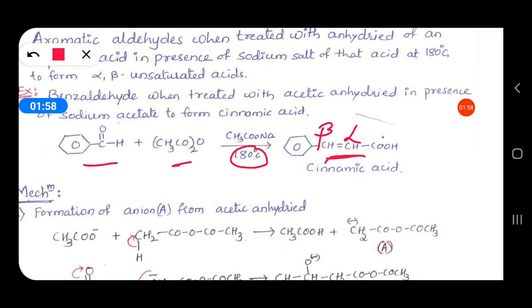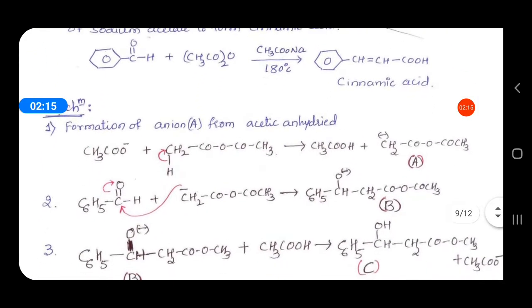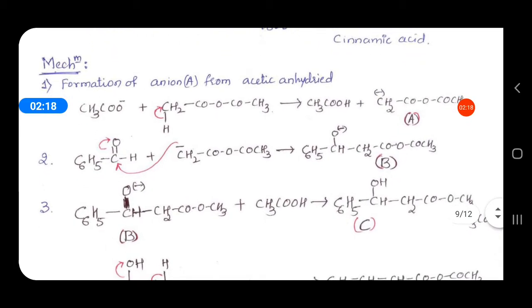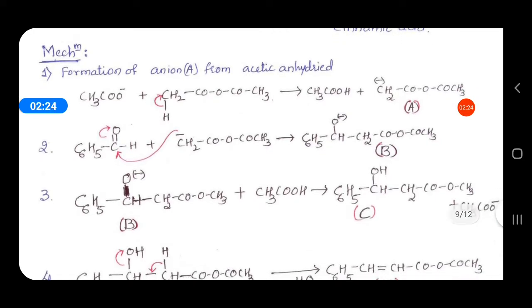In the Perkin reaction, aromatic aldehyde when treated with anhydride of an aliphatic acid in presence of salt of that same acid at 180 degrees centigrade gives alpha beta unsaturated acid. Let us see the mechanism. So first step is formation of anion from acetic anhydride. So acetic anhydride reacts with the acetate ion which is obtained from the sodium acetate. Sodium acetate will take a proton from this acetic anhydride.